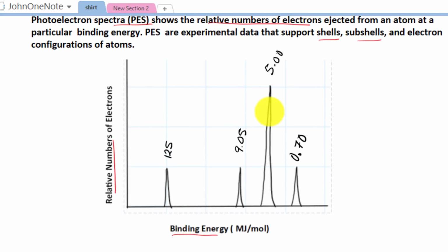In this case, let's look at this more closely. The unit for binding energy is megajoule per mole. At this particular peak right here, we have 125 megajoule per mole. And going down here, we have this peak right here where it indicates 9.05 megajoule. Notice how this peak and that peak have the same height. That's why the term relative comes into play. That means this peak and this peak have the same number of electrons.